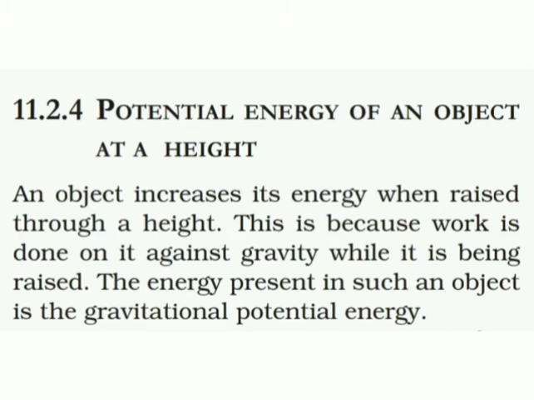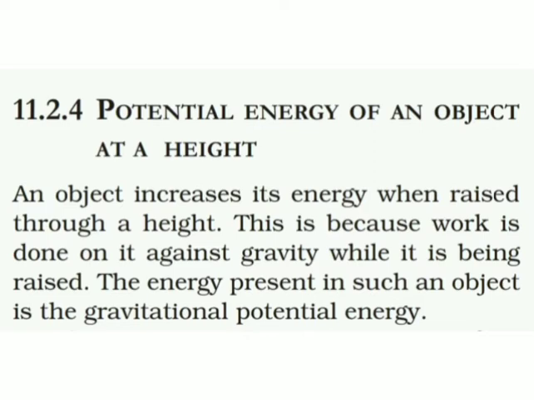Potential energy of an object at a height. An object increases its energy when raised to a height. This is because work is done on it against gravity while it is being raised. The energy present in such an object is the gravitational potential energy. When we raise an object to a certain height against the force of gravity, we are performing some work. The force of gravity always acts in the downward direction.